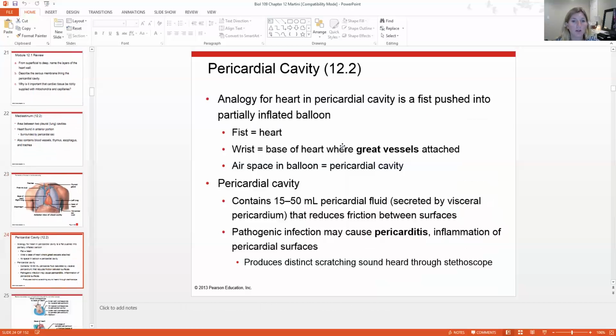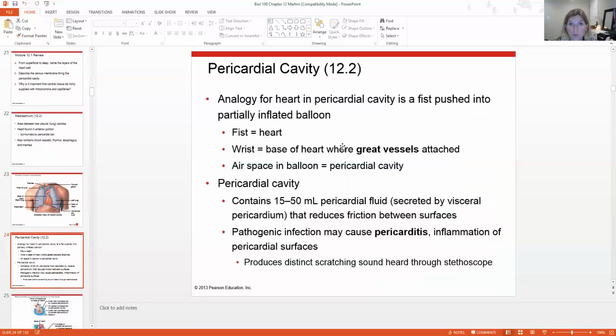Let's talk about the pericardial cavity. The pericardial cavity is kind of like a fist being pushed into an inflated balloon. The fist is like your heart. The wrist is like the base of your heart where all the great vessels are. And then the air space between the balloon is that pericardial cavity. The pericardial cavity has pericardial fluid.